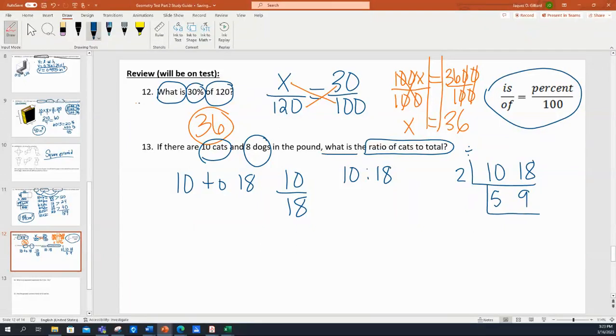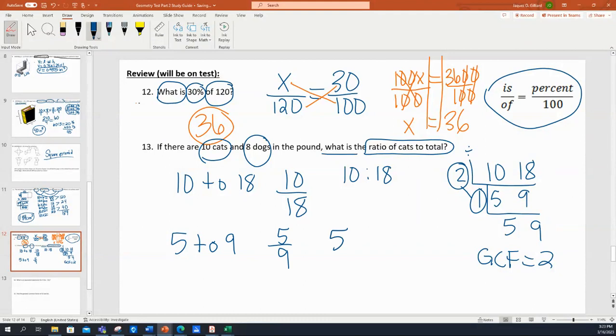If you want to, I can show you. But if we did 1, it's going to repeat itself, so it doesn't make sense. So if you end up with two numbers, you just multiply those two numbers together, and 2 times 1 is 2. So therefore, the GCF equals 2. So that means I'm going to simplify these numbers by 2, and I'm going to end up with 5 to 9, or 5 over 9, or again 5 to 9.